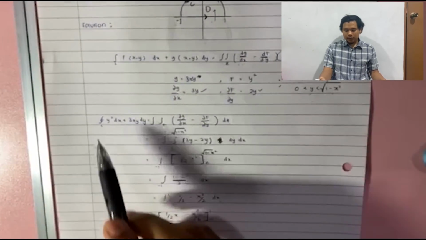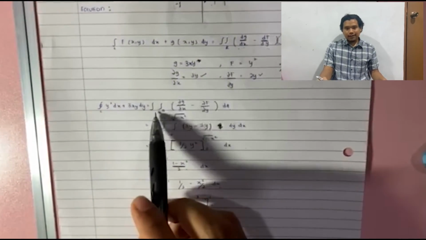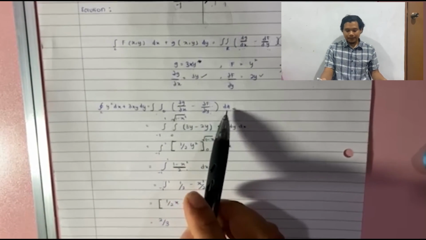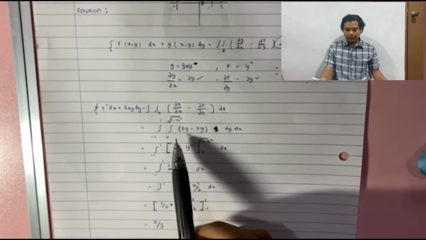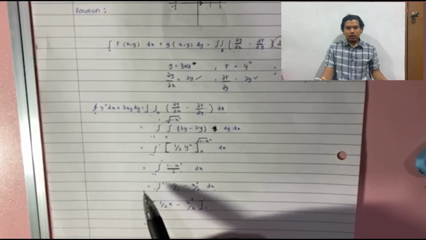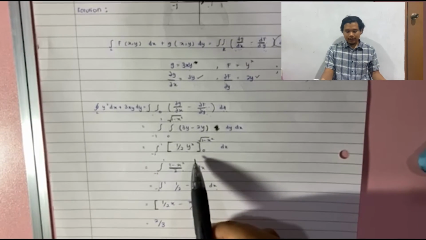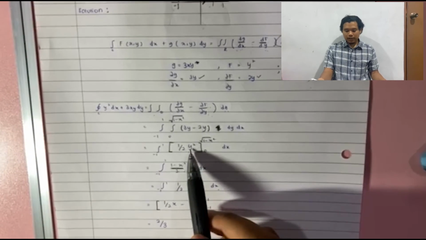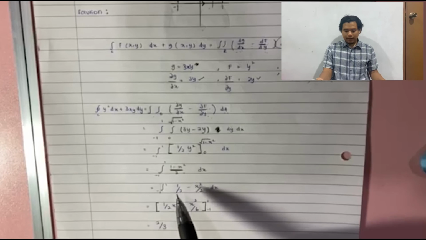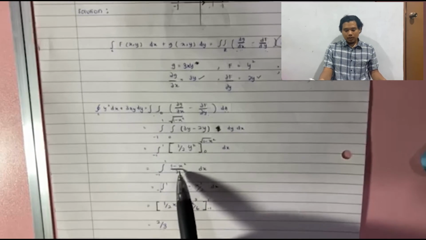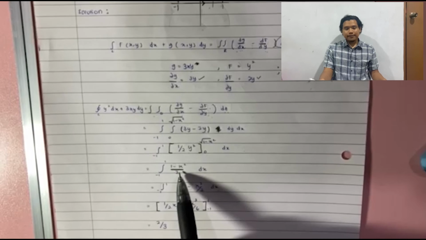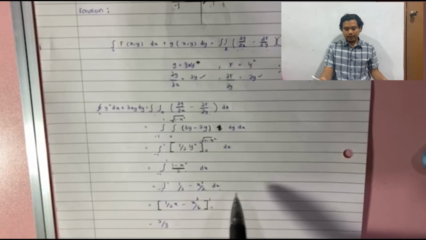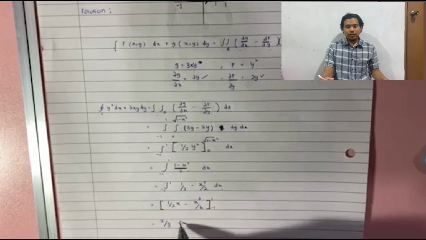This is the Green's theorem formula. Double integral of del g over del x minus del f over del y dA. Insert the limits for x and y. For the first integration with respect to y, the answer is 1 over 2 y squared. And then insert the limit square root of 1 minus x squared. Next, do the second integration with respect to x, and the final answer is 2 over 3.